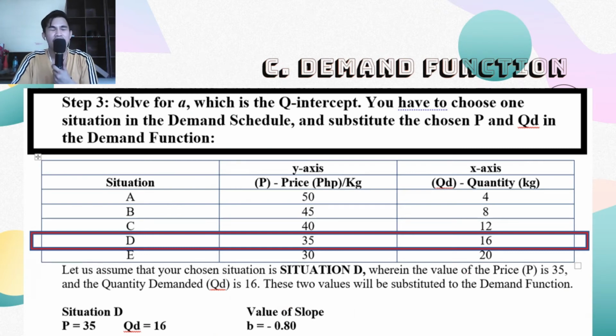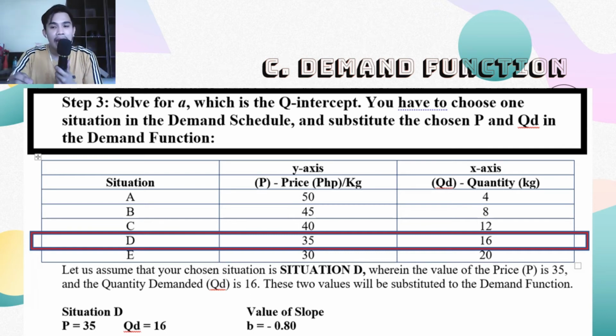So this time, let us proceed now to step number 3. We already solved the value of B or the value of our slope. This time, we will be solving the value of our A, which is the Q-intercept. So you have to choose. Ayan, mag-choose na naman. You have to choose one situation in the demand schedule and substitute the chosen P and QD in the demand function. So ito, iba na naman ito ha.